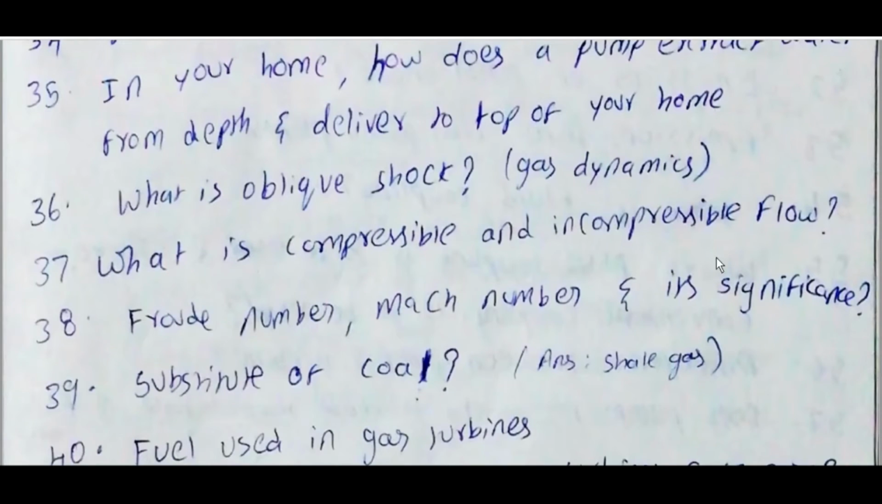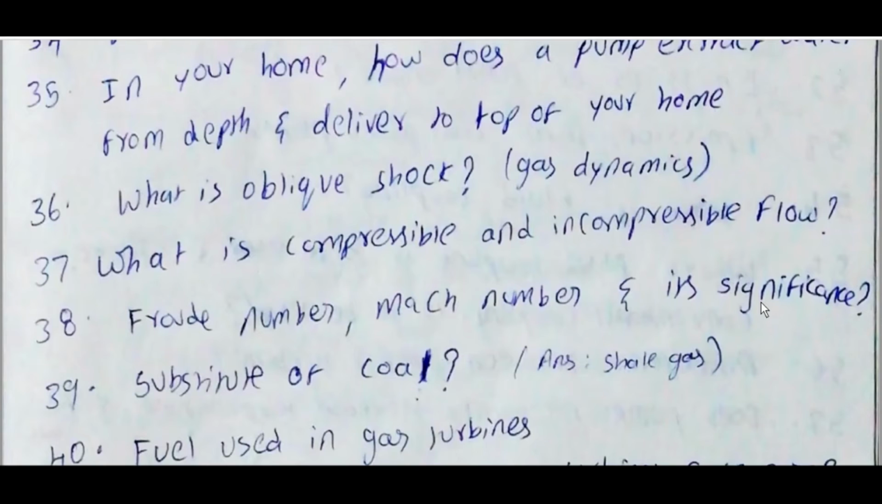Froude number, Mach number, and their significance. Froude number, Fr, is equal to the root of inertia force by gravitational force, which is equal to V by root GL. Froude number is significant where the weight, the gravitational force of the fluid, is an important force. Froude number is important when analyzing flow in spillways, weirs, channel flows, rivers, and in ship design.